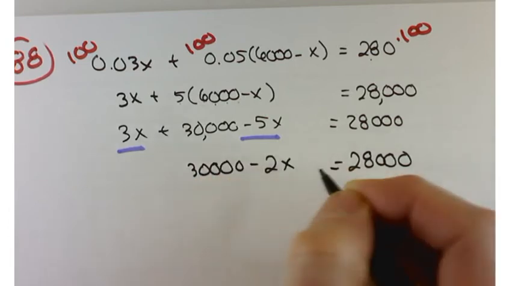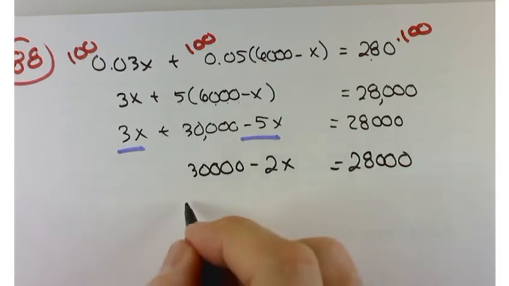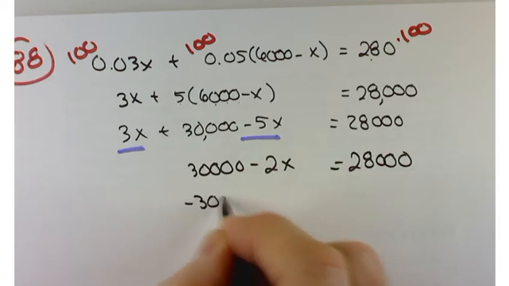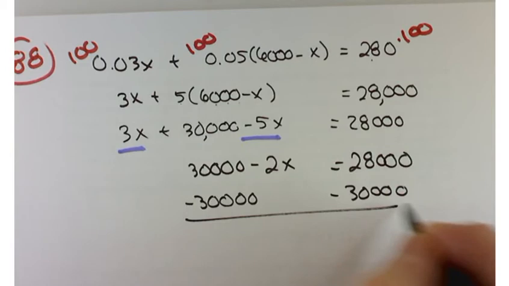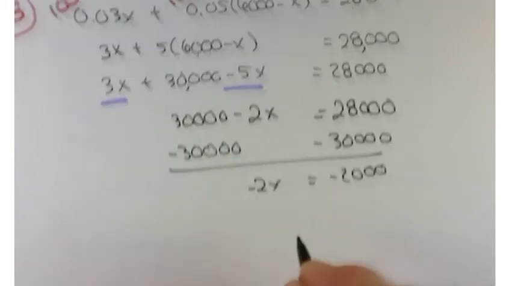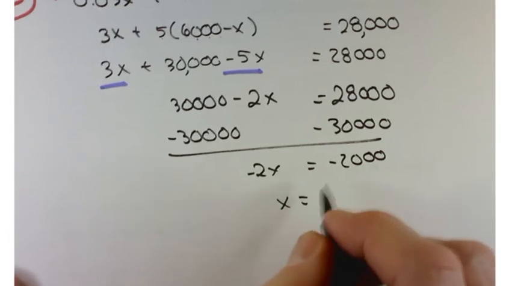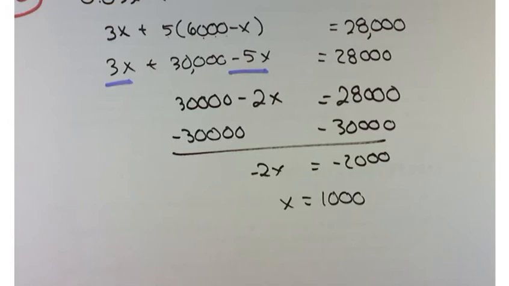All right, minus 2x. Thank you. So I get the variable on the left-hand side. Now what? Nick, any ideas? What should I do next? Perfect. Minus 30,000. So I get negative 2x equals negative 2,000. What does x equal? Not all at once. All right, x is 1,000.